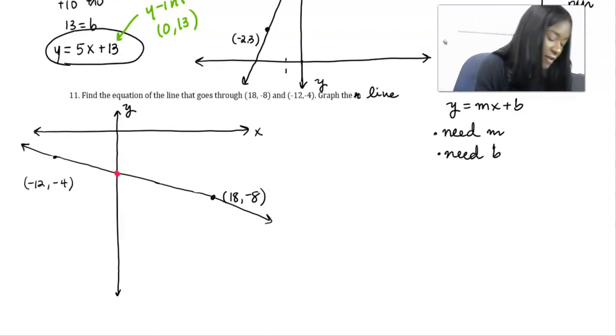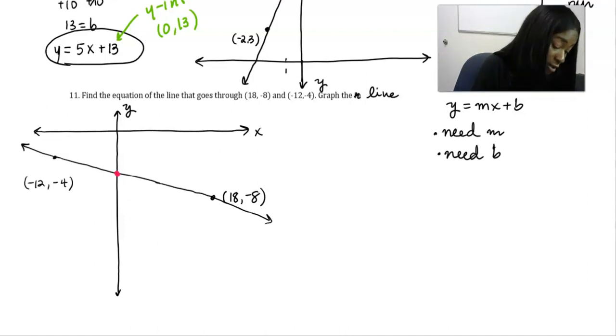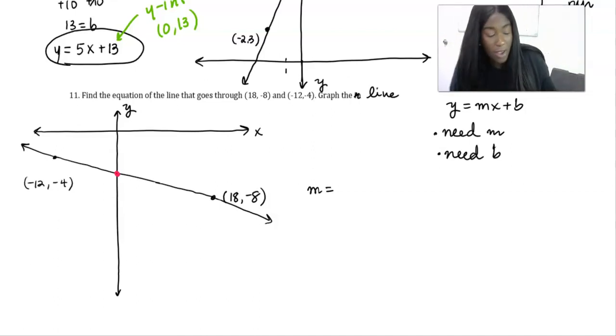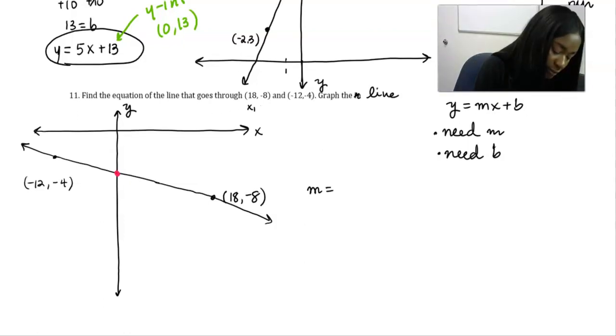So let's get started and find m. Any thoughts on how we can find m? We can use the slope formula that we just did. We have two points that are on the line. Whenever you have two points, you can just plug those two points into the slope formula to find the slope. I'll call the first point x1, y1, and the second point x2, y2. I'm going to go ahead and start plugging into the formula: y2 minus y1 over x2 minus x1.